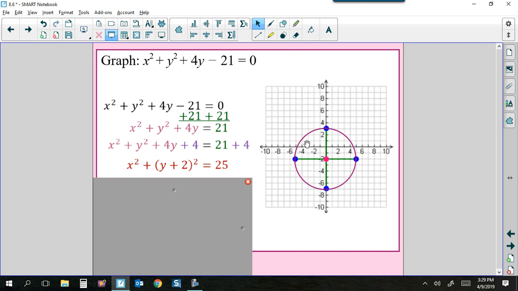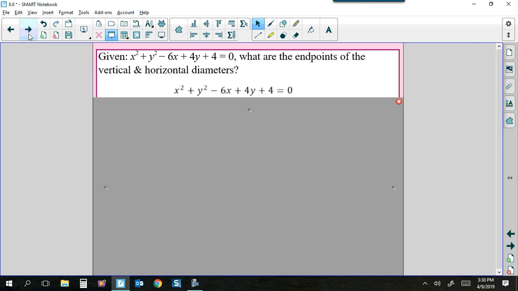Once you put those points, you can use your compass, put your compass point at the center, stretch your compass out 5 units, and circle away. There you go. All right, last problem we have.